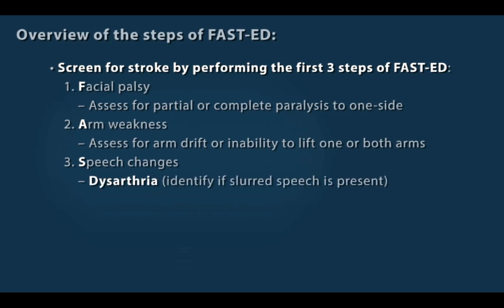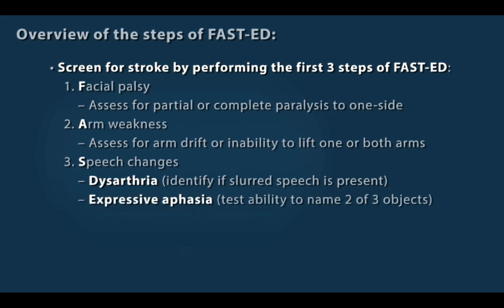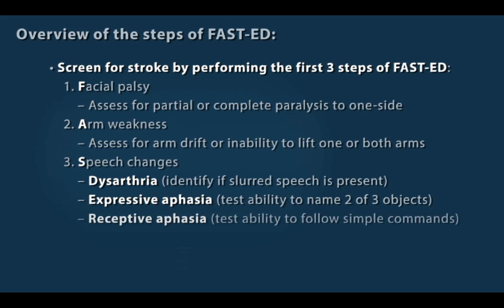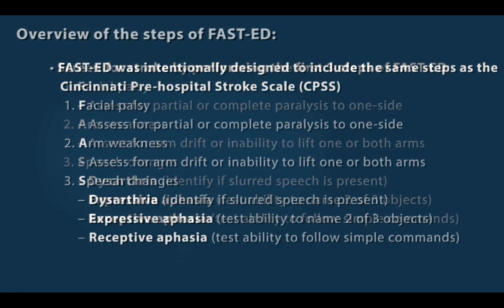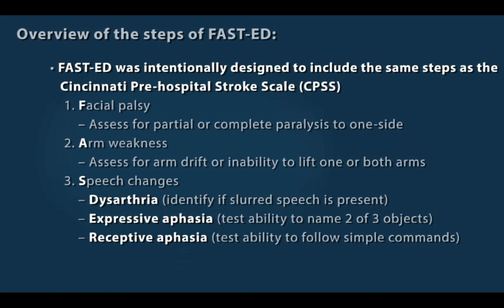And assess for speech changes, including dysarthria or slurred speech; expressive aphasia, which includes testing for the patient's ability to name at least 2 of 3 objects that are easy to identify; and receptive aphasia, which includes testing for the patient's ability to follow a simple command. If these steps sound familiar, they should. They are the steps of the Cincinnati Pre-Hospital Stroke Scale, with a few additional criteria added to the speech assessment.